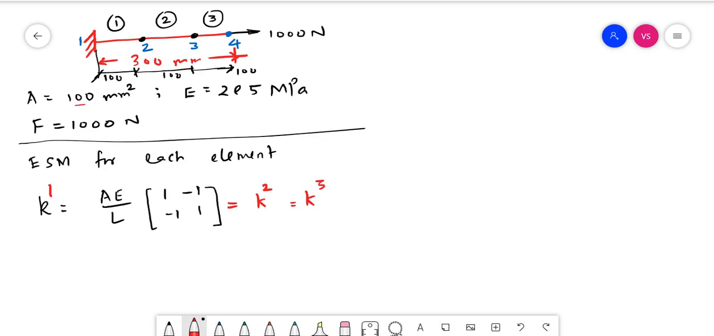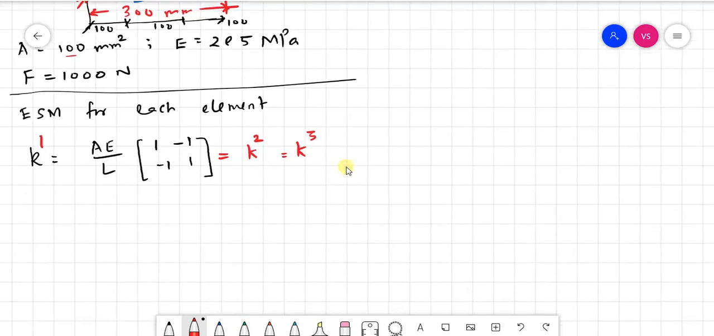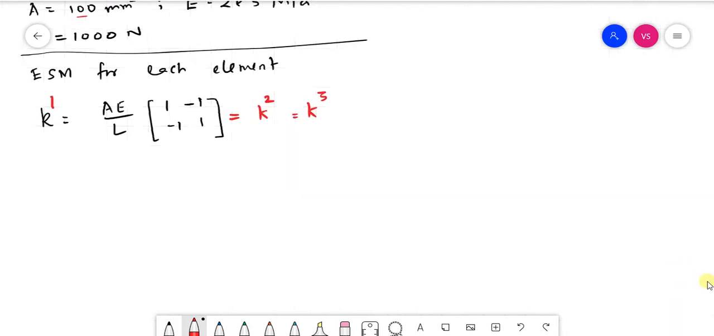We cannot do this even if one of them is different. Supposing that each one has a different length, then you will write K1 as AE over L1, 1 minus 1 minus 1 1. Then for the second element you will write AE over L2, like that. So now for each element I have written the stiffness matrix.